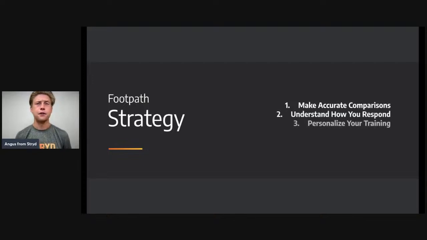In order to analyze the footpath, we have to follow a structured 3-step analysis process. Number 1 is make accurate apples-to-apples comparisons. Number 2 is understand how your Stryd Footpath responds to factors such as the footwear choice, the drills, incline, grade changes, surface changes, or for example, running duration and running intensity as it relates to fatigue. And then finally, number 3, how do we make that data actionable? How do we personalize the training in order to take our learnings from that Stryd Footpath and improve moving forward?